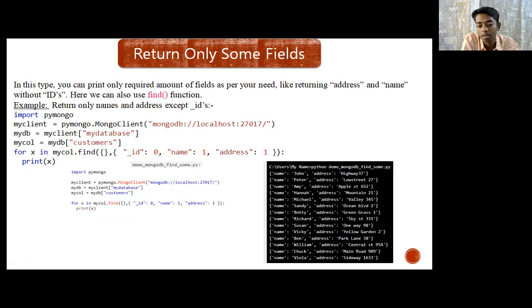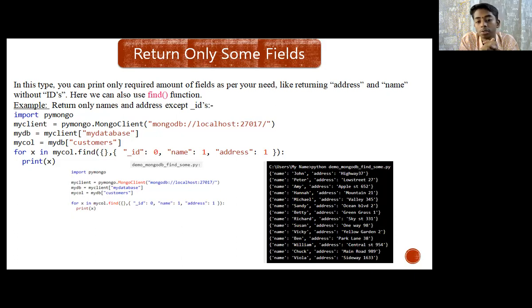Return only some fields. Return only some fields means the fields which we only require, when we want to search somebody's information. If we don't want the ID number in the output, you can use the return only some fields function. In this way, you can print only the required fields. Fields are nothing but ID, name, and address as per your need, like returning address and name without IDs, or returning address, name, and IDs.